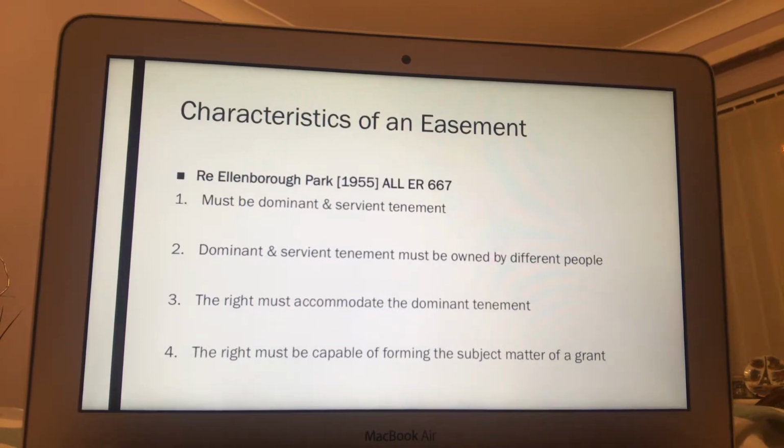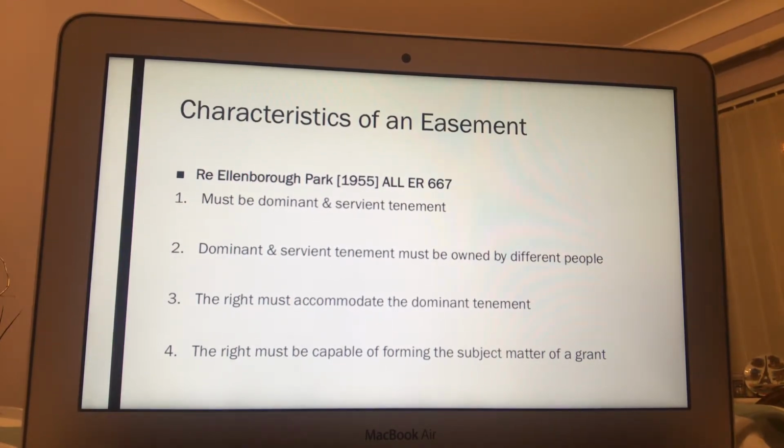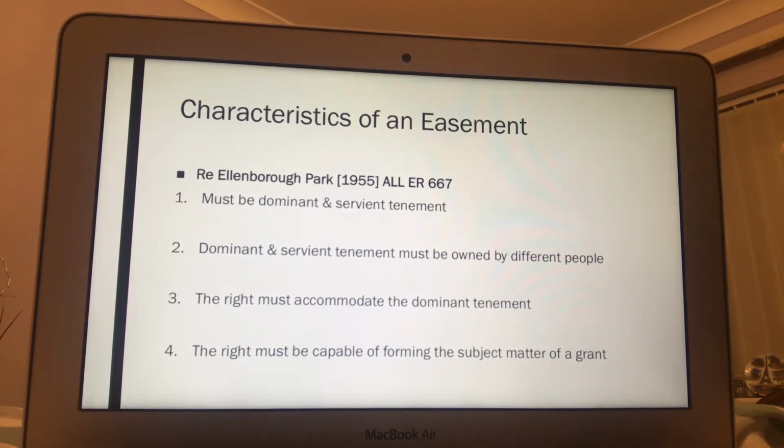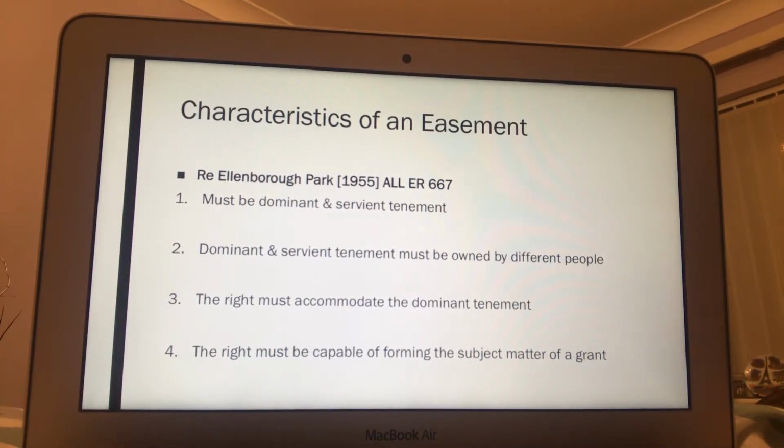In regards to an easement being found, it must meet the requirements set out in the case of Re Ellenborough Park, 1955. The case sets out that there: 1. Must be a dominant and servient tenement. 2. The dominant and servient tenement must be owned by different people. 3. The right must accommodate the dominant tenement. And 4. The right must be capable of forming the subject matter of a grant.